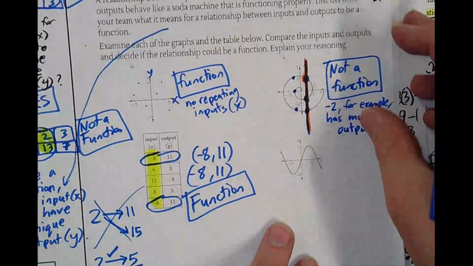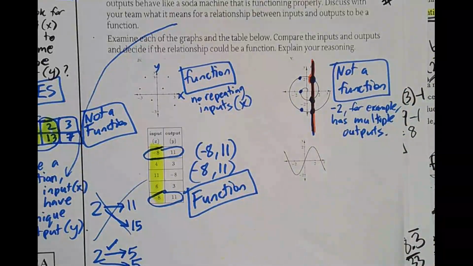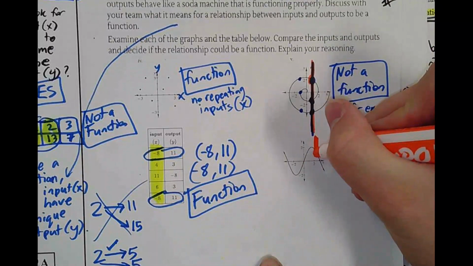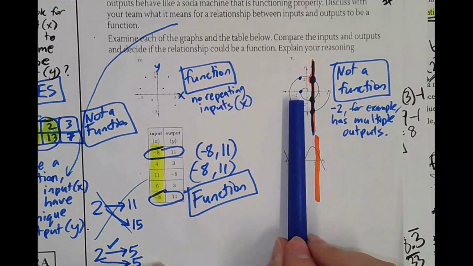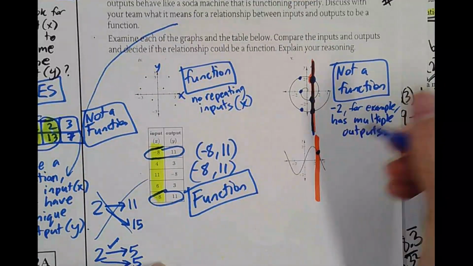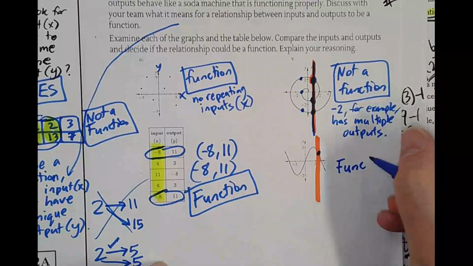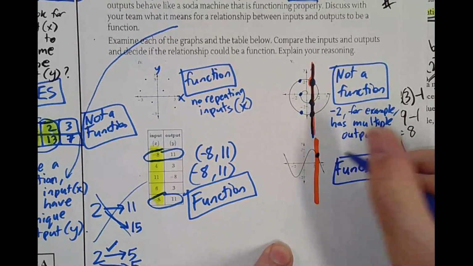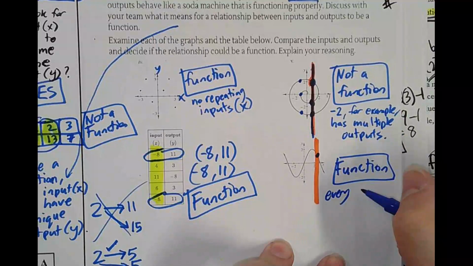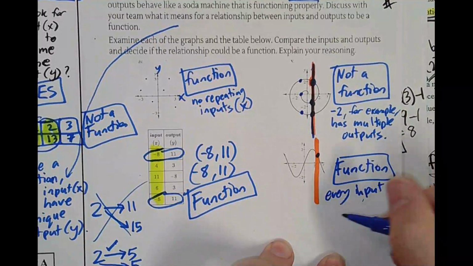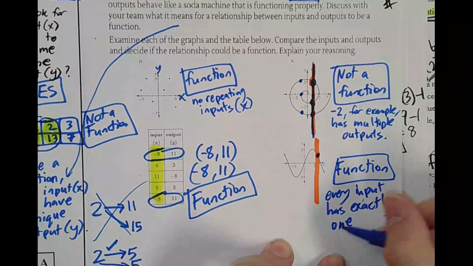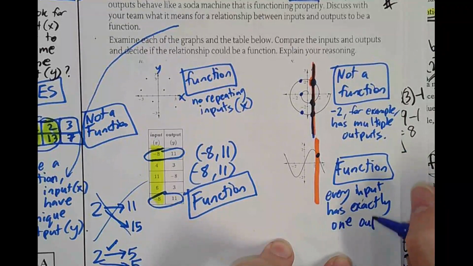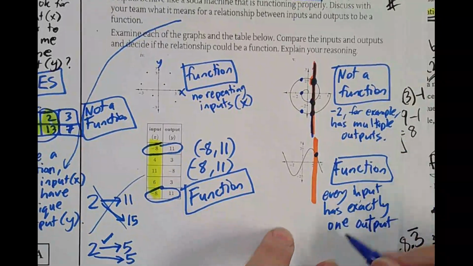Last problem here. Let's try the vertical line test. If I draw a vertical line, does it only go through one point? Anywhere I draw this vertical line, it's only going to go through one point. So this is a function. Every input has exactly one output. So therefore, it's a function.